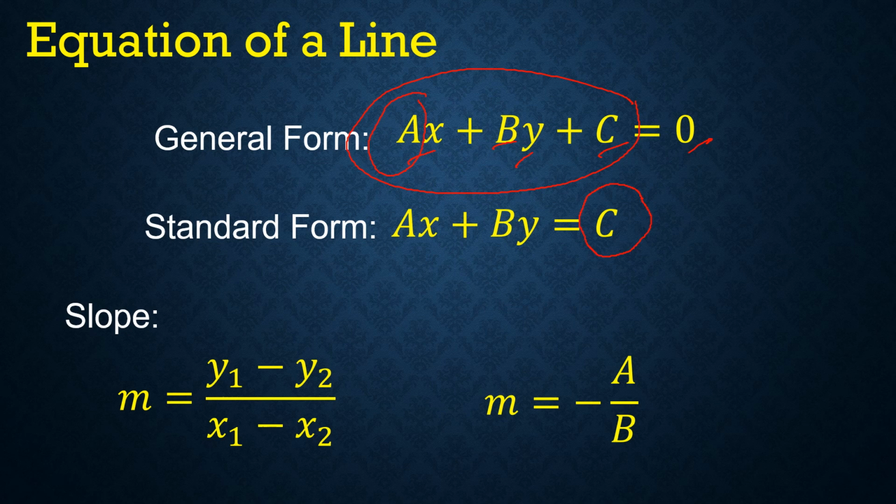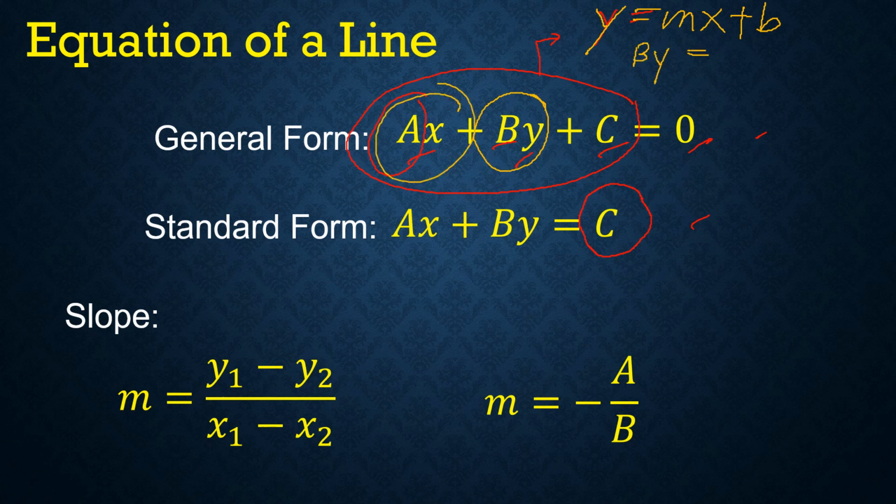Okay? Now, from the general form, pwede nating mahanap kung ano ang slope. Okay, so dito, di ba ginagawa natin sa slope, we can just have the form y is equal to mx plus b. So, ang mangyayari dito, itong by na to will be separated. So, by, lipat mo ang ax sa magiging -ax.